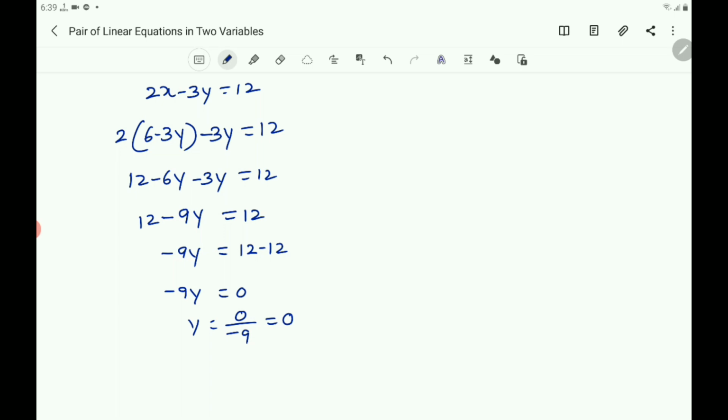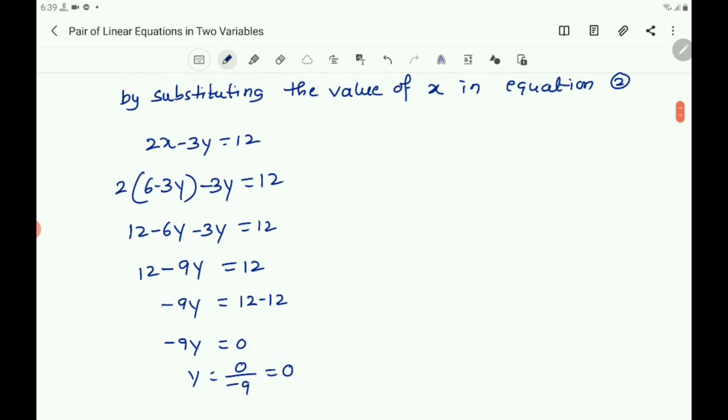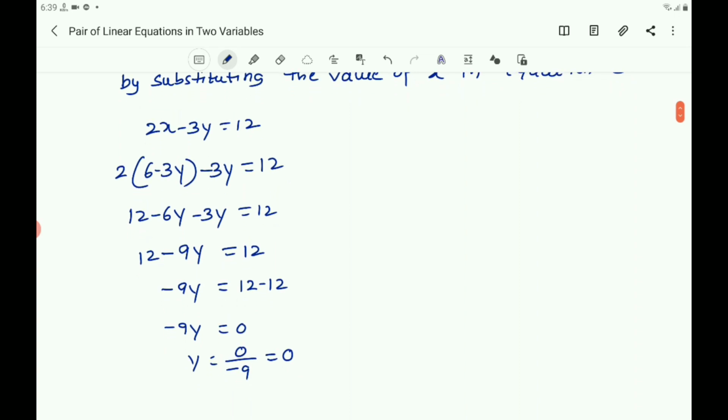So then what is the value of y? y is 0. You got the value of one variable. Here you got the linear equation in the variable y, and you solved. You got the value of y is 0.